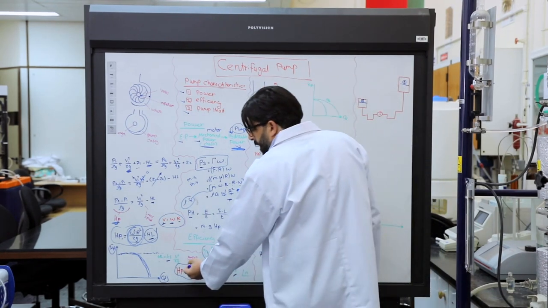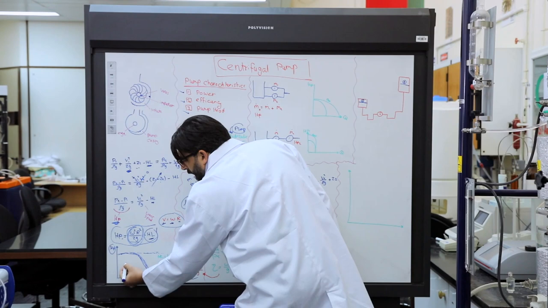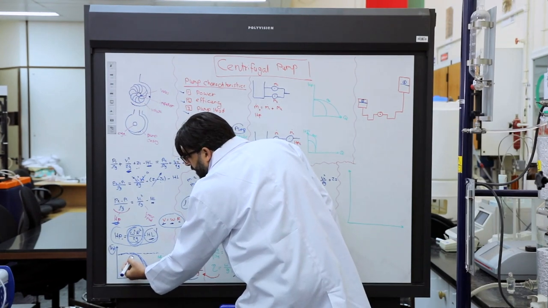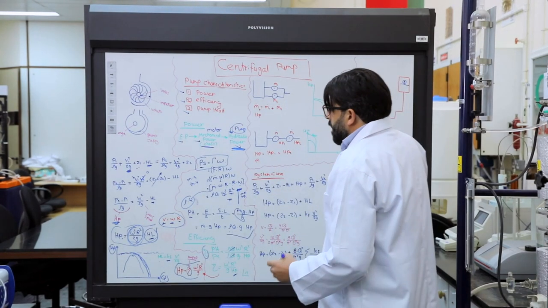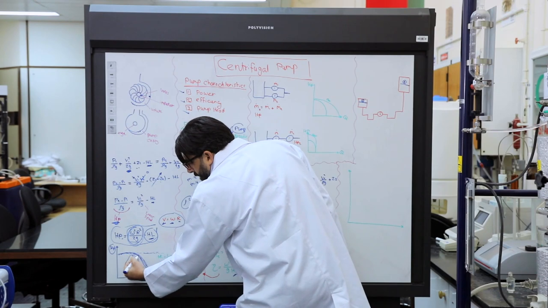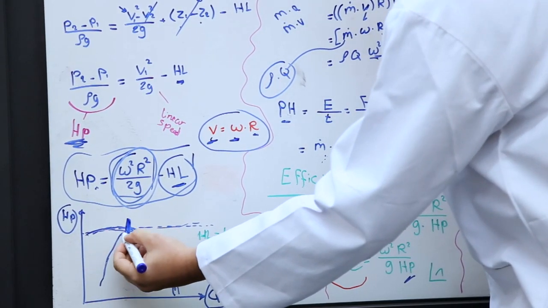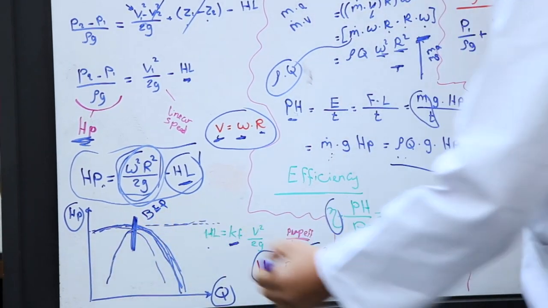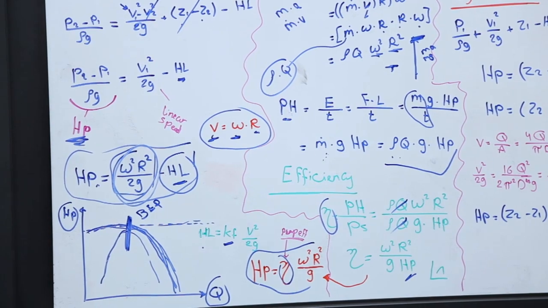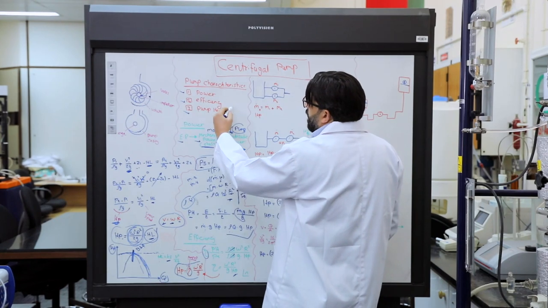And the efficiency is the efficiency of the pump, and the efficiency increases as the flow increases, and then due to friction, it decreases again. So this is the actual pump curve, and this is the efficiency curve. The point where the pump curve intersects the peak of the efficiency curve is called the best efficiency point, BEP. Okay, so now we covered pump head, efficiency, and power.